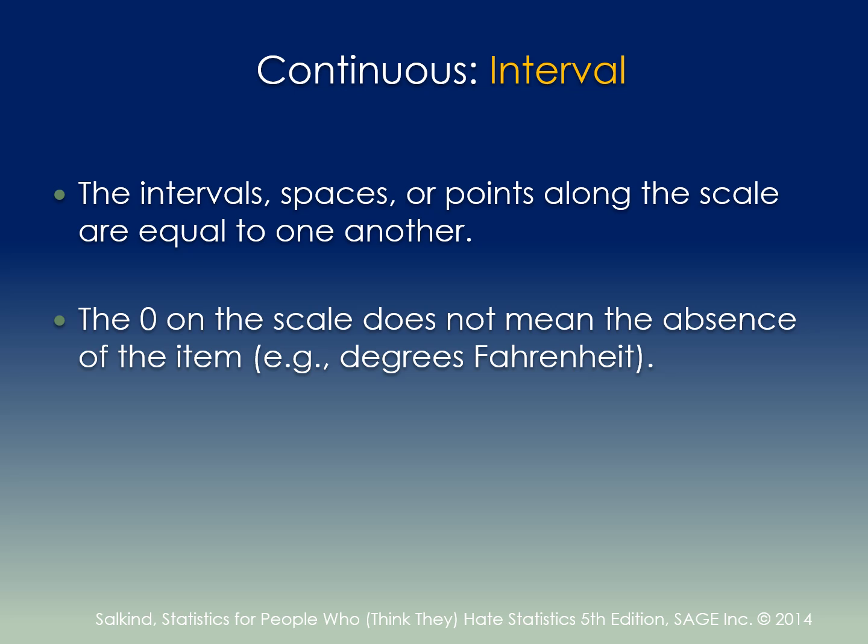Now, an interval measure, that is also a continuous measure. It's the same thing, right? An interval measure is the same thing, except that the zero on the scale does not mean the absence of the item. So if we measure, for example, temperature in Celsius or in Fahrenheit, for my American friends, you can actually have temperatures that are below zero. So it can actually fall below that. Kelvin, if I remember my science correctly, you can't. 0 Kelvin is absolute zero. You can't go below that.